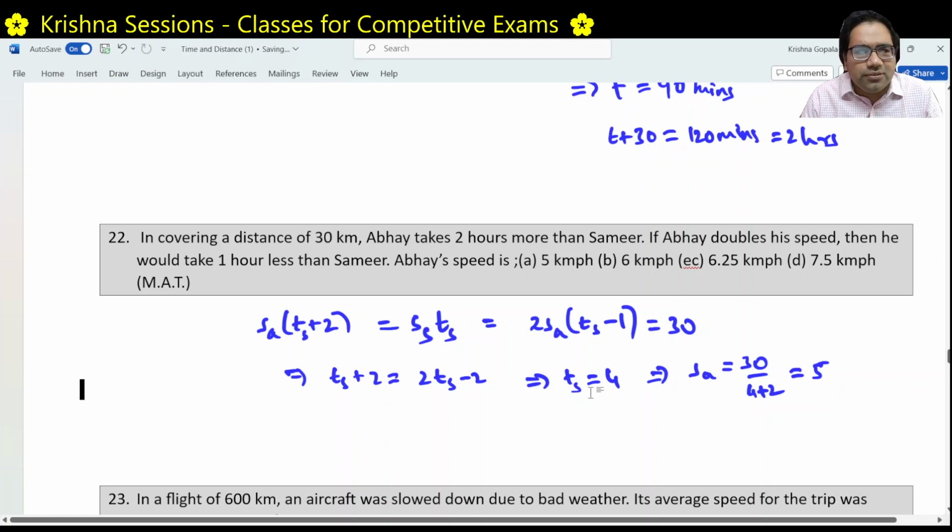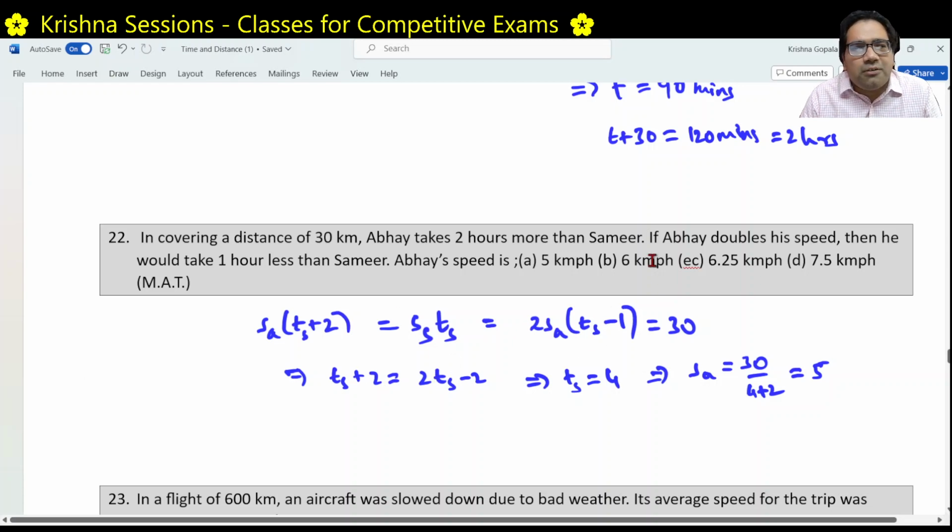Now, let's substitute this time of Samir in something. Let's say, for example, first one and fourth one. Speed of Abhay into time of Samir plus 2. Time of Samir plus 2 is what? 4 plus 2, 6 hours, is equal to this 30, right? The distance is anyway 30. So speed of Abhay will become 30 by 4 plus 2, which is 5 kilometers per hour. Right, here we don't need to do any by 60 plus 60 whatever, because the times are already given in hours. Right, we just need to write these equations properly.